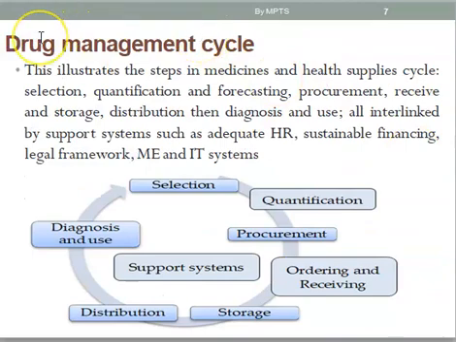Let's look at the drug management cycle. This is a common question, even in interviews. Of course, those who have attended, they always ask these questions. Now, this illustrates the steps in the medicine and health supply cycle, because they include selection.